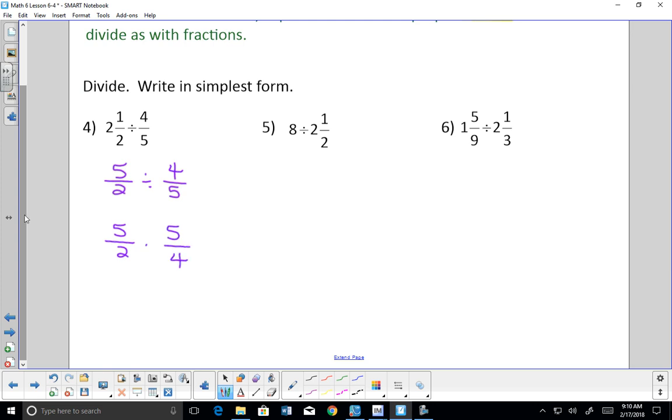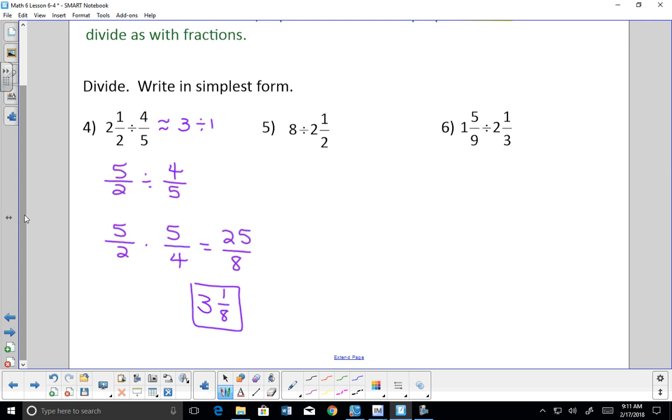And you were really hoping those 5s would stay on opposite ends, but they did not. So we have 5 times 5 is 25, 2 times 4 is 8. 8 goes into 25 3 times, because 8 times 3 is 24. So it's 3 and 1/8. If I was to estimate this, 2 1/2 rounds to 3, and 4/5 rounds to 1, so it'd be about 3 divided by 1, which is about 3. So that's a pretty good estimate.